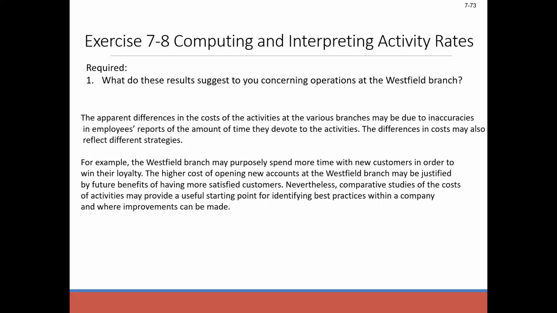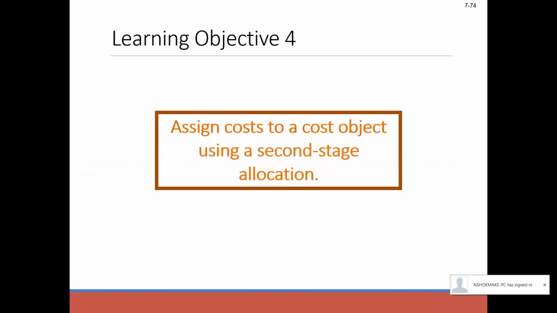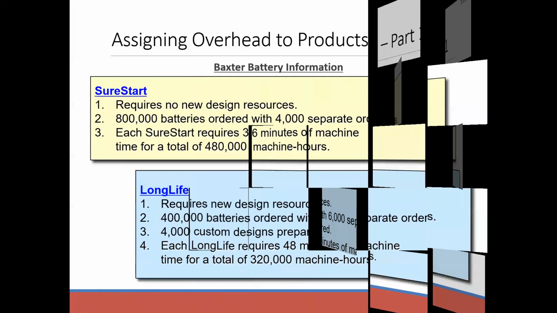The Westfield branch may purposely spend more time with new customers in order to win their loyalty. The higher cost of opening new accounts at the Westfield branch could be justified by the future benefits because the customers are happy. But it's helpful to see this and at least have something to go on to be able to compare with other branches. So now we can assign costs to the cost object with the second stage allocation.